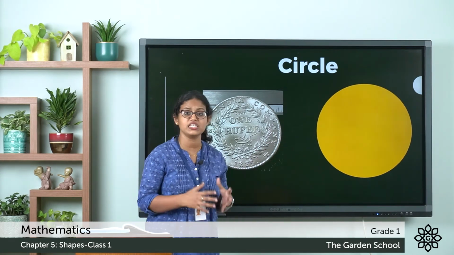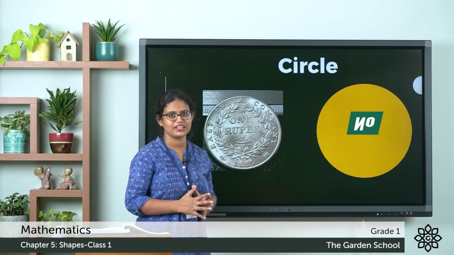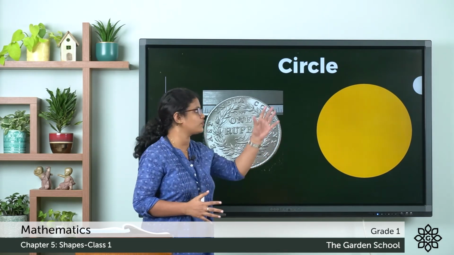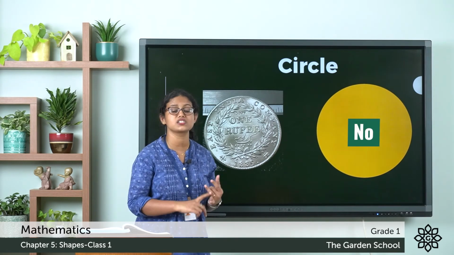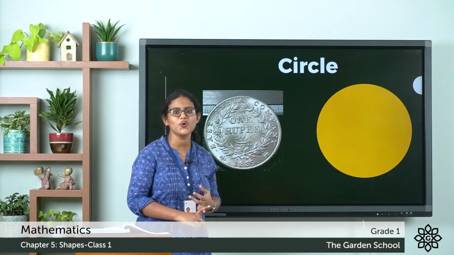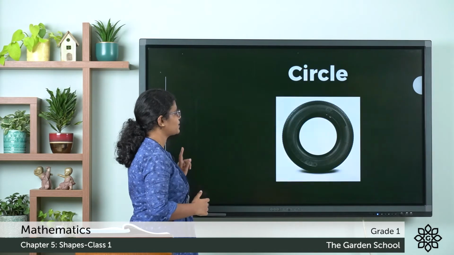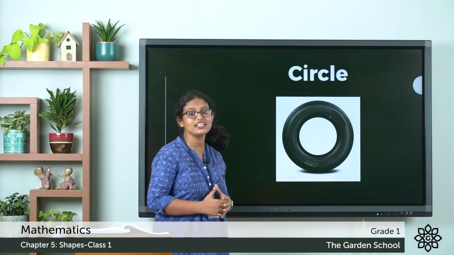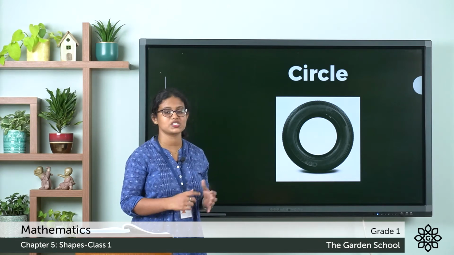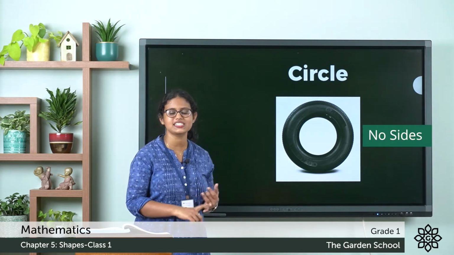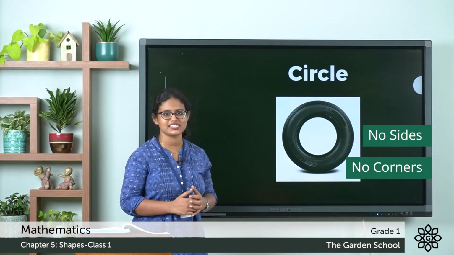So does it have any sides? No. What about corners? Can you find corners in the circle? No. So circle has no sides and no corners. See one more example. You can see a tire, which is circle in shape. So circle has no sides and no corners.